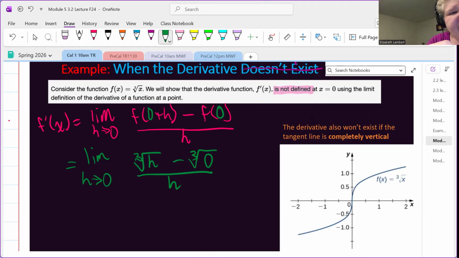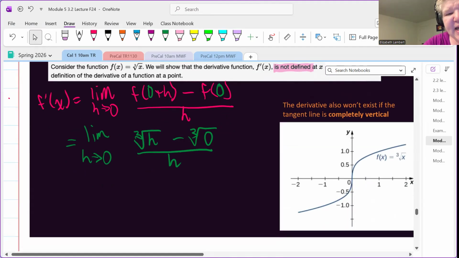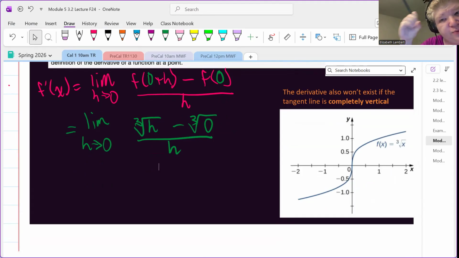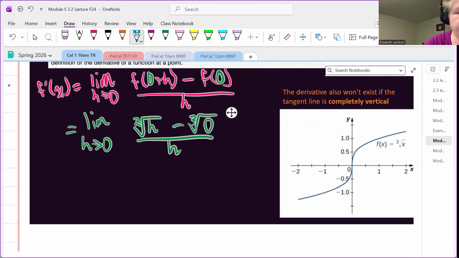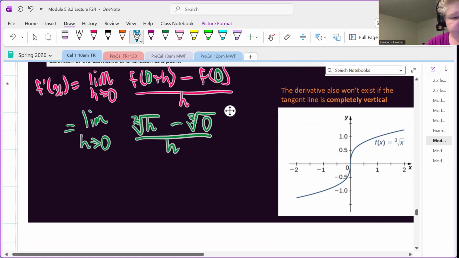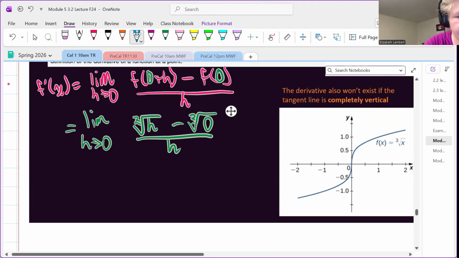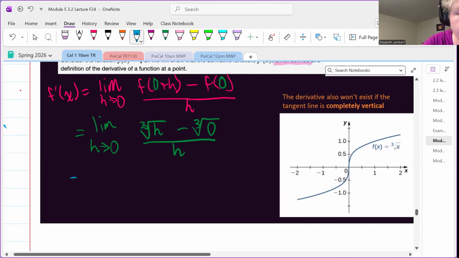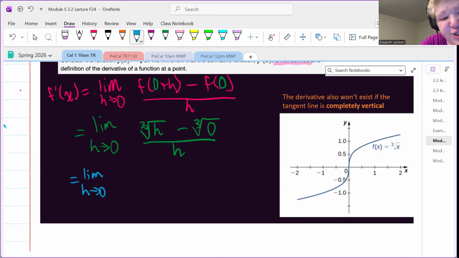Now, one of the rules we're going to have to remember in calculus is how to rewrite radicals, the square rooty, cube rooty things, into little fractional powers. All right, so the cube root of h is the same as h to the 1/3 power. Minus 0 is gone. And then on the bottom, that's h to the 1st.